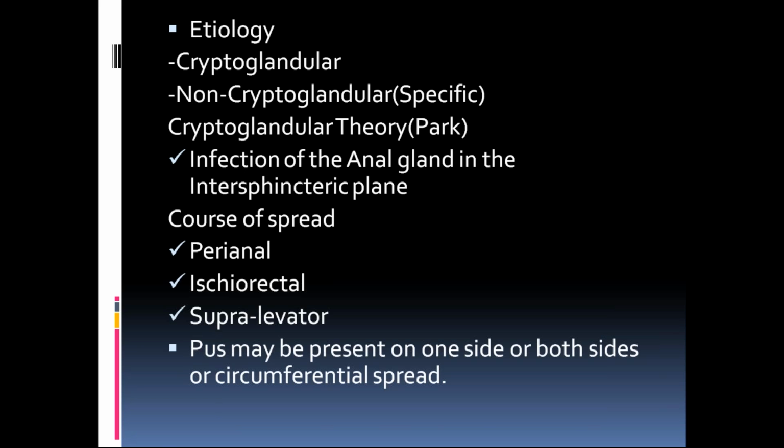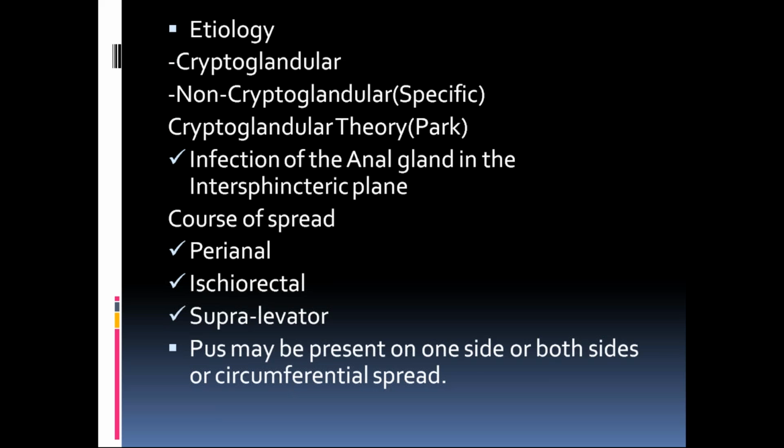So this is the cryptoglandular theory. So what is non-cryptoglandular theory? Other than the anal gland infection, there are some specific causes. Non-cryptoglandular theory is also called specific causes, specific causes for causing anorectal abscesses.